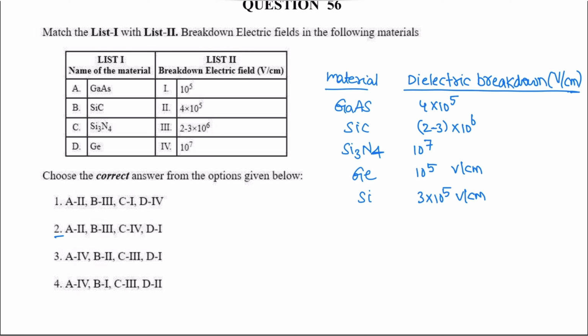So the correct option is 2. For gallium arsenide, it is 4 into 10 power 5. For silicon carbide, it is 2 to 3 into 10 power 6. For silicon nitride, it is 10 power 7. For germanium, it is 10 power 5. So the correct option is 2.